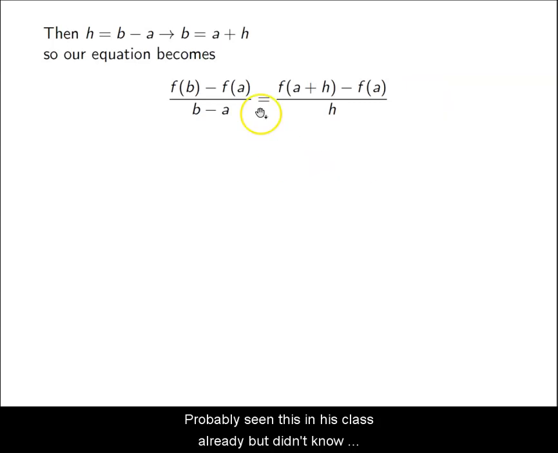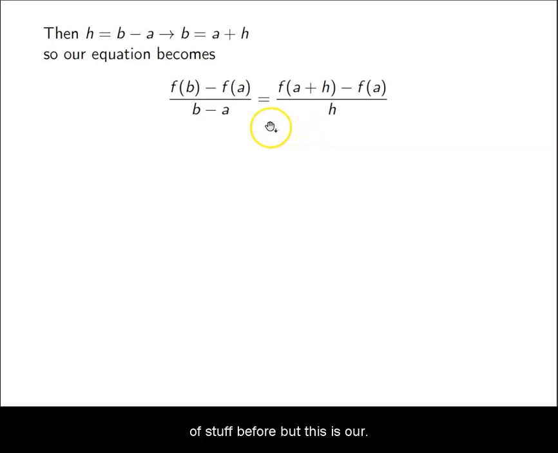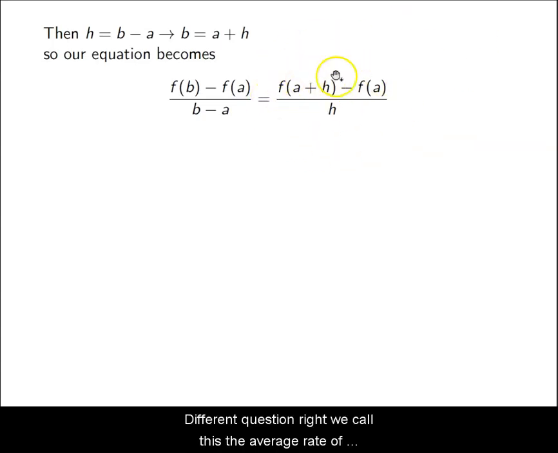You've probably seen this in this class already, but didn't know exactly what it was, or maybe you have if you've seen some calculus stuff before. But this is our difference quotient, right? We call this the average rate of change. We call this a difference quotient. It's pretty much the same thing. We just have slightly different verbiage for it.